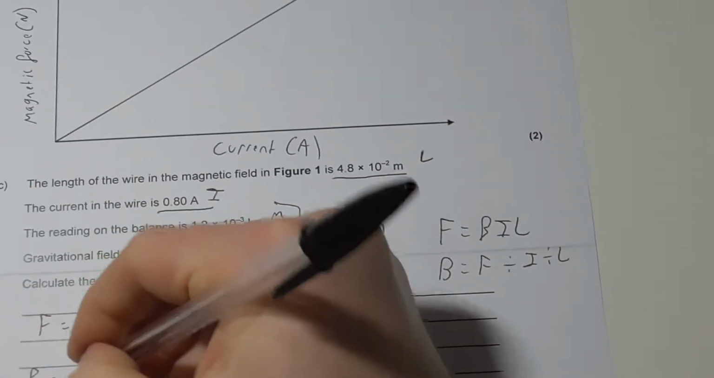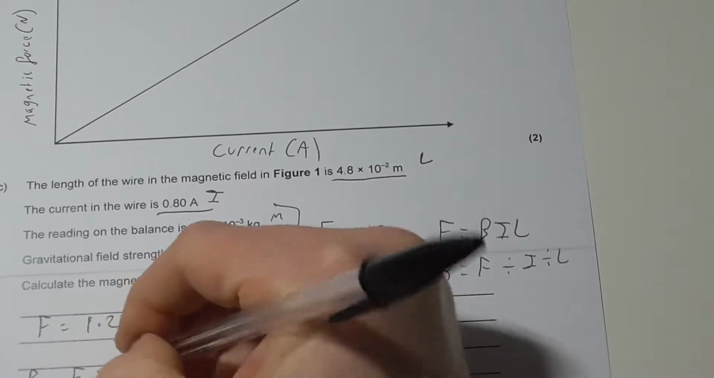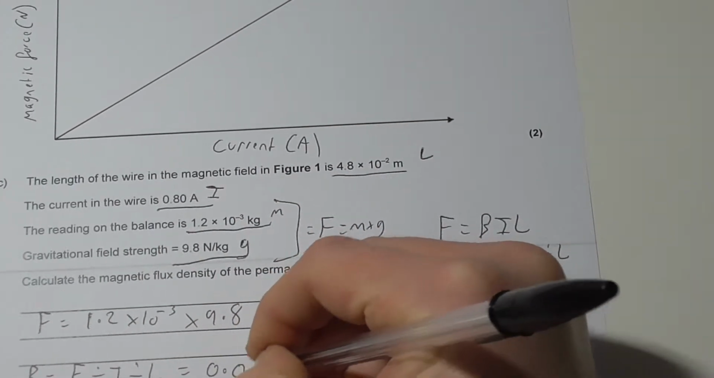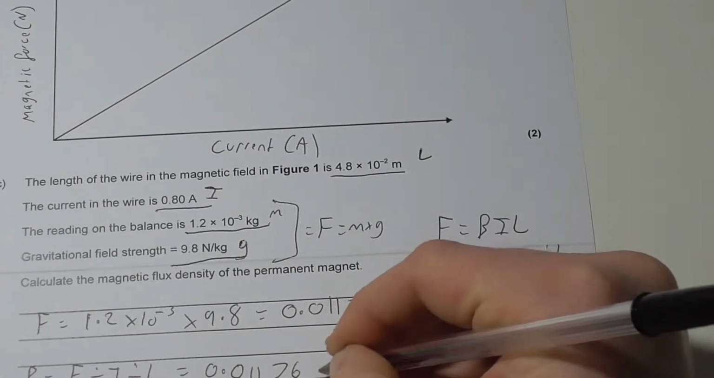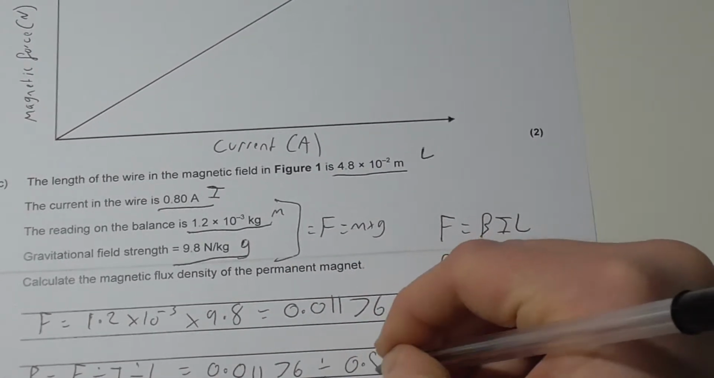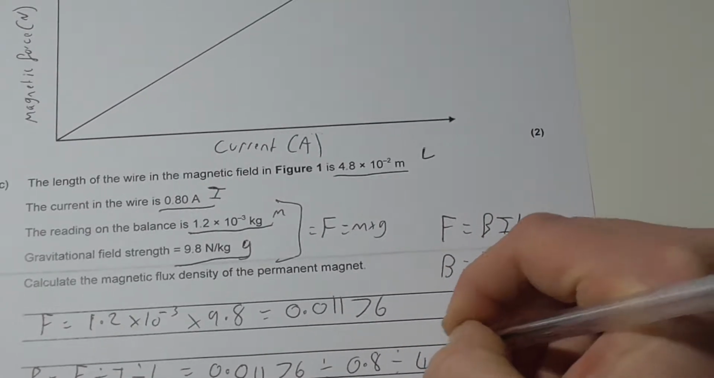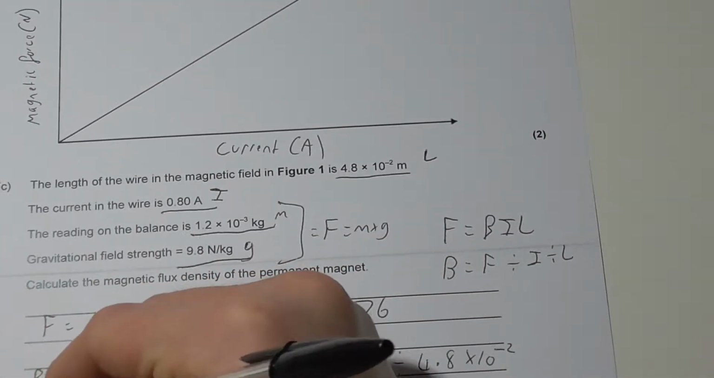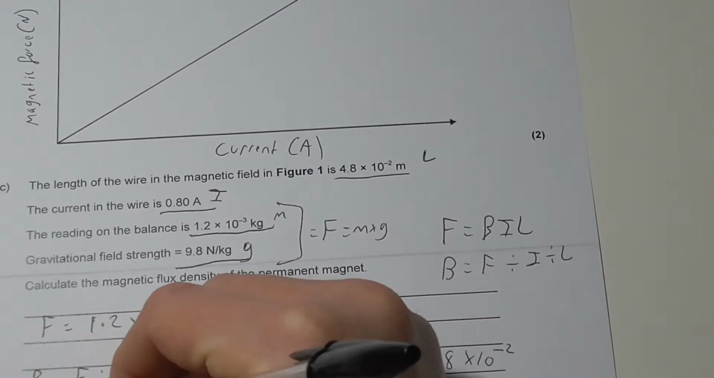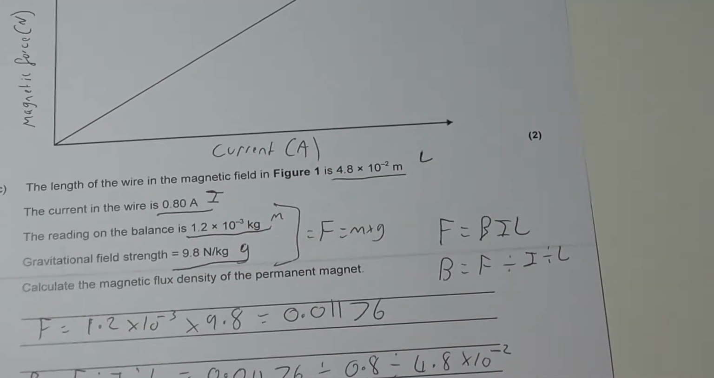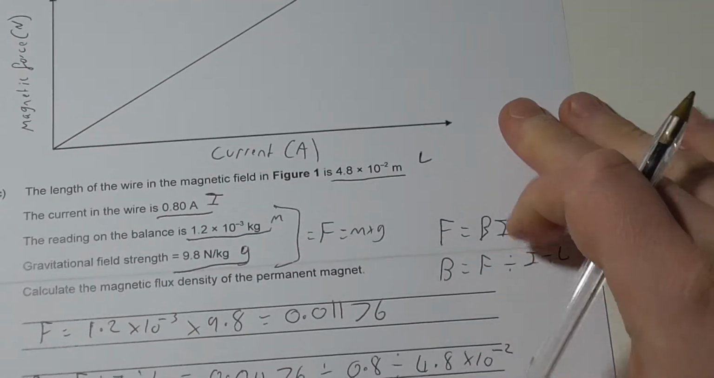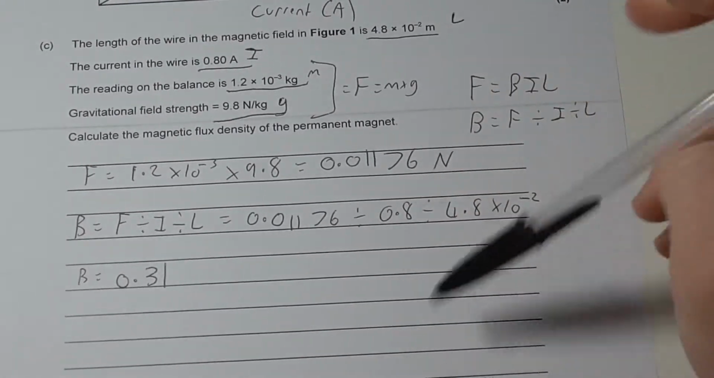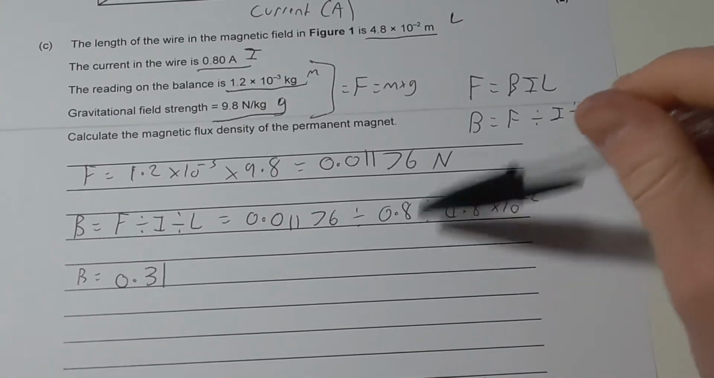Then B equals force divided by I divided by L, which is 0.01176 divided by 0.8 divided by 4.8 times 10 to the minus 2, which will give B as 0.31. Just make sure you show all steps in your working out. If you do make a mistake, you can still get marks for error carried forward.